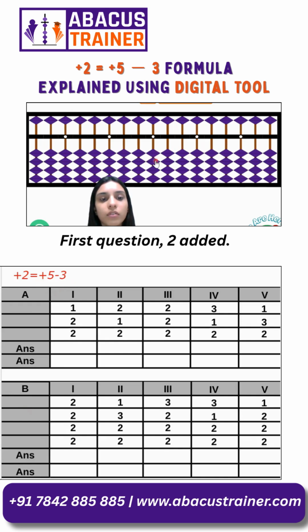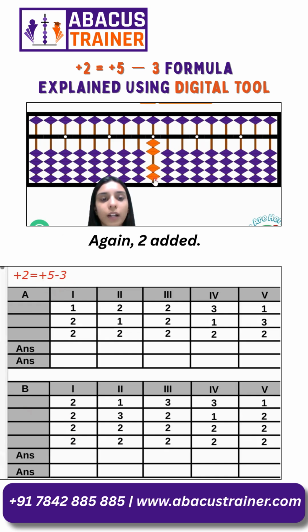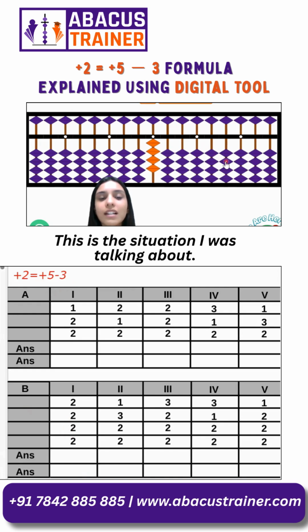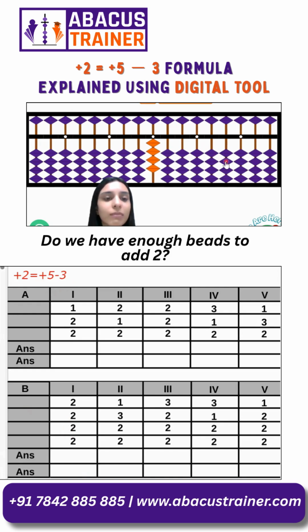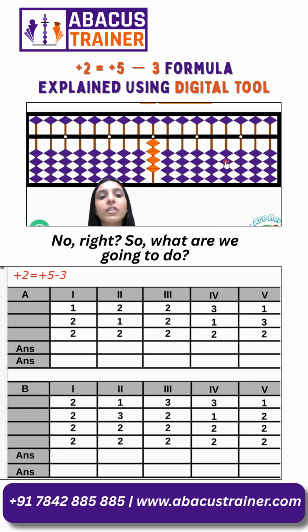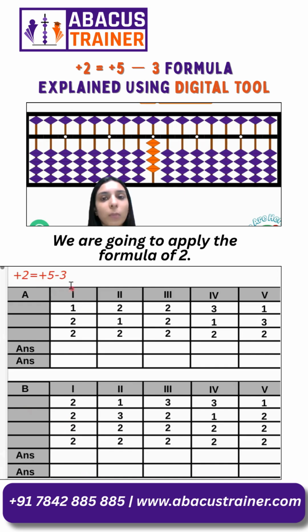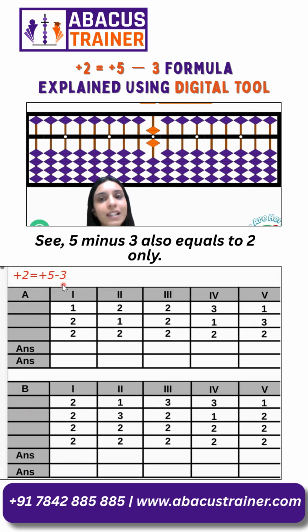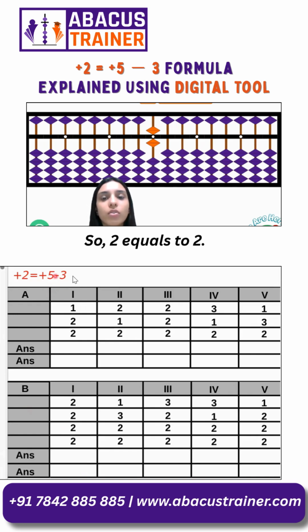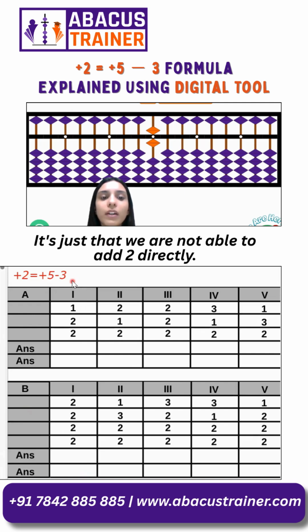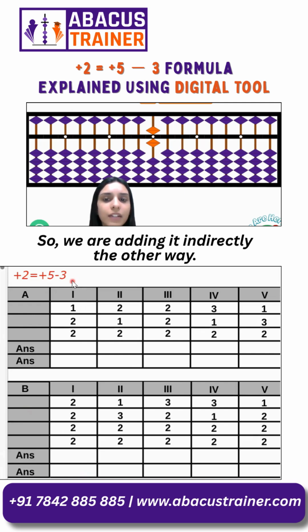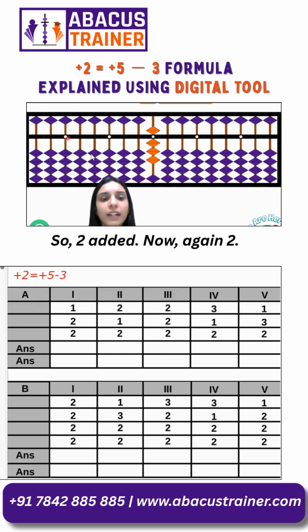First question: 2 added, again 2 added. Now I have to add a 2 again. This is the situation I was talking about. Do we have enough beads to add 2? No, right? So we are going to apply the formula of 2, that is plus 5 minus 3. See, 5 minus 3 also equals 2 only. It's just that we are not able to add 2 directly, so we are adding it indirectly the other way. So 2 added, now again 2. My answer is 8. Let's write our answer here.